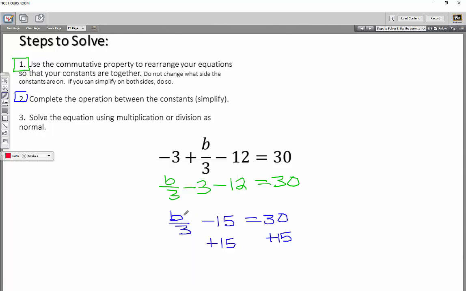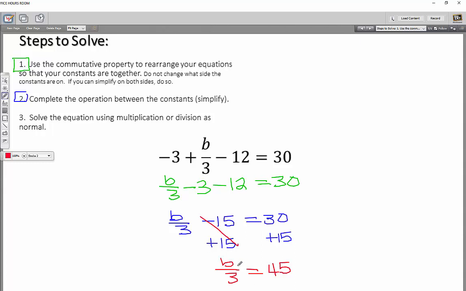And once we do that, we get b divided by 3 minus 15 plus 15. Our minus 15 and our plus 15 cancel. And we're left with b over 3, or b divided by 3 on our left. 30 plus 15 is 45.